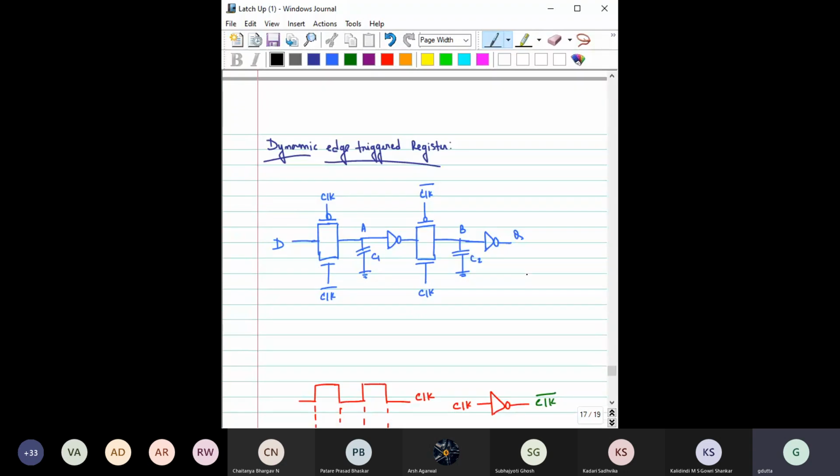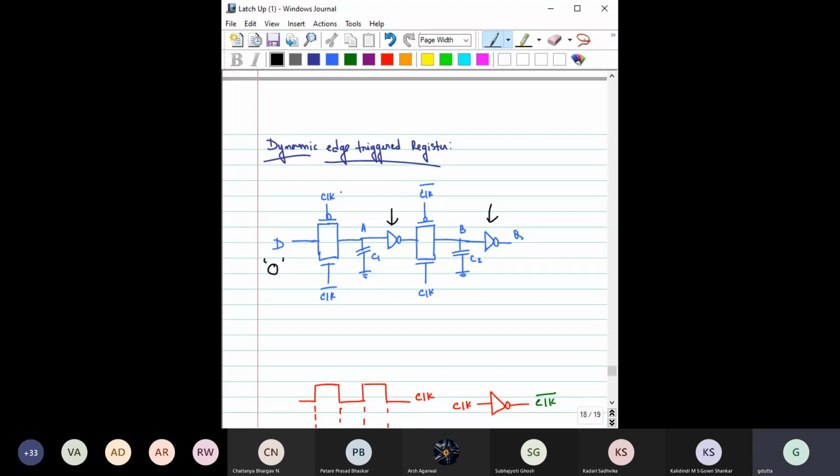For example, see this dynamic edge triggered register. Here we have used one transmission gate, this is another transmission gate, this is an inverter, this is another inverter, right? Let's see how this circuit can operate. Say this D is equal to 0.